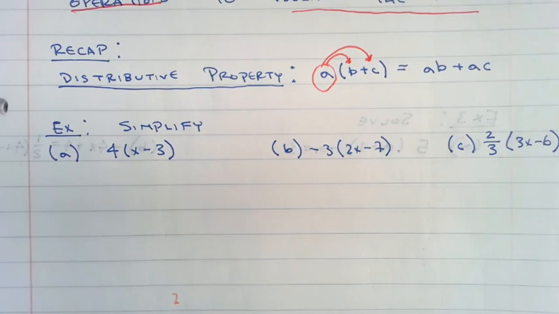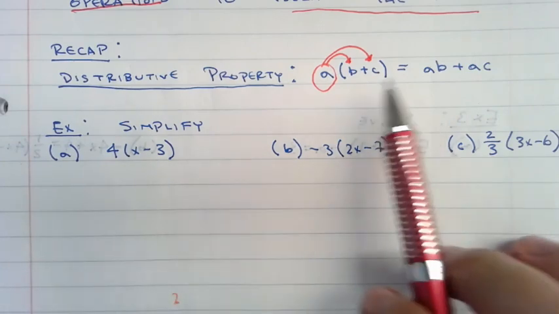Okay, so here's what they want us to do. They want us to simplify. So you have 4 times x minus 3. So you might be wondering, what are we supposed to do? When you simplify, you want to make sure that you get rid of the parentheses. And how do we do that? We use the distributive property.